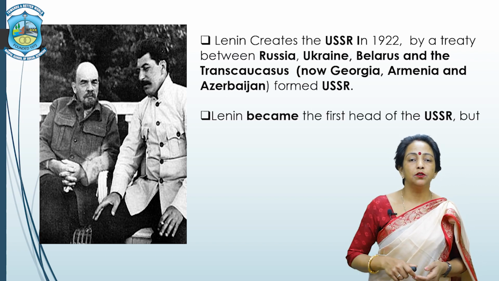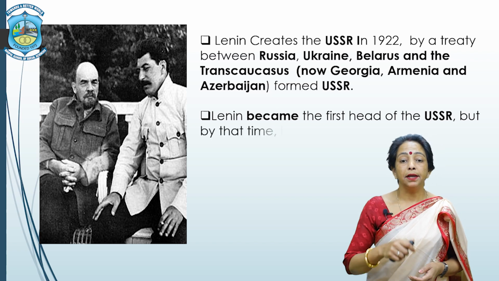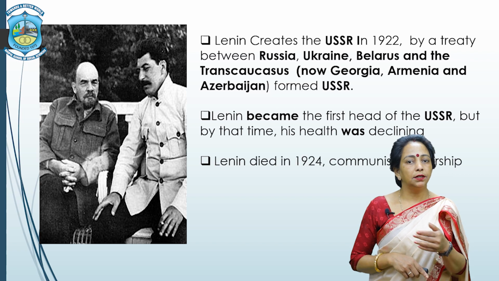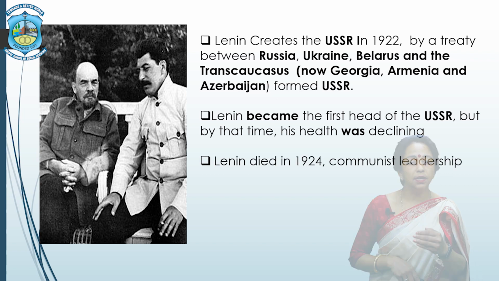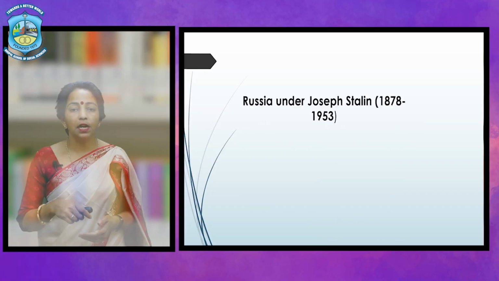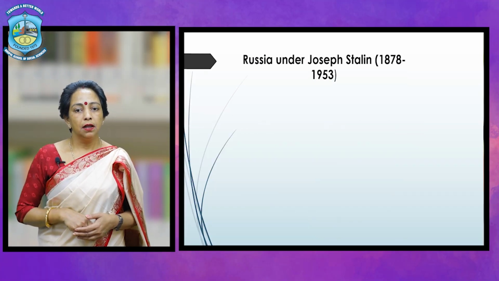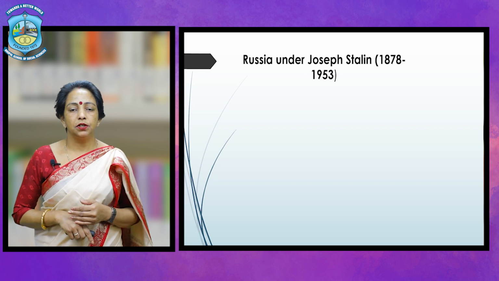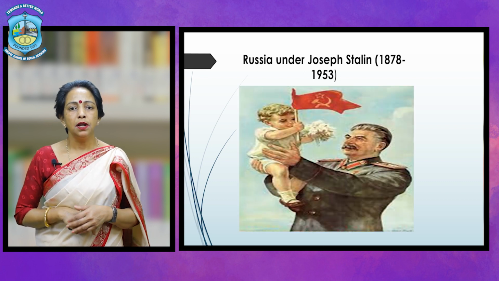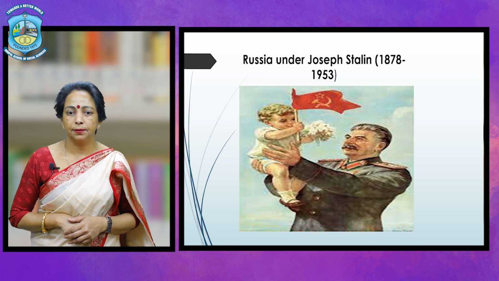Lenin became the first head of the USSR, but by that time his health was declining. Lenin died in 1924. Communist leadership would continue under the new Soviet leader of the Bolsheviks, and his name was Joseph Stalin. Let us talk about Russia under Joseph Stalin. He was born in 1878, and from then until 1953 he ruled in Russia, having become the head of the Bolshevik party.